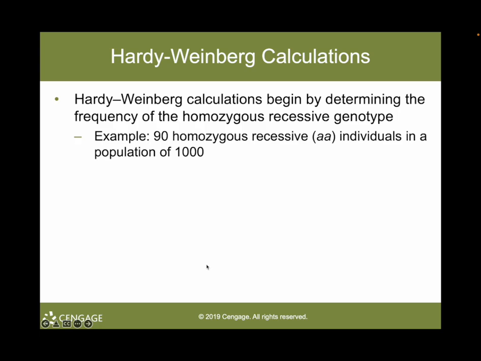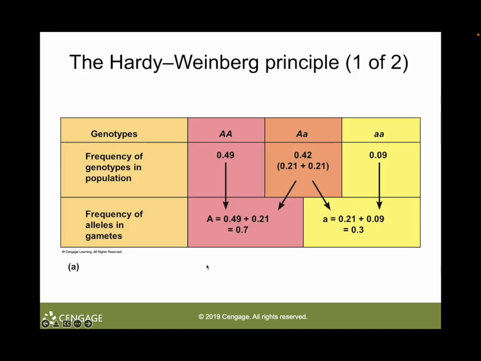0.3 is Q. Now that we have Q, there is nothing that the question can ask that you cannot answer. For instance, given Q, we can now find P. So 1 minus Q equals P. So 1 minus 0.3 equals 0.7. And there we have our answer.